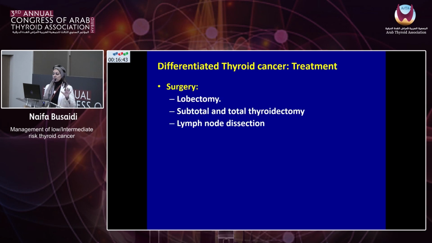And so when we think about these three prongs, surgery again is the most important, but there's a lot of arguments in the societies as to how much surgery should be done. Do we do half a thyroid, a lobectomy, or a total thyroidectomy, and then do we do a lymph node dissection, and how far do we go?